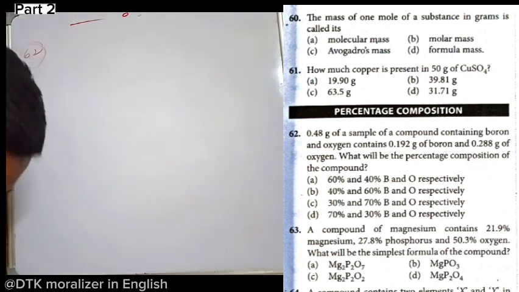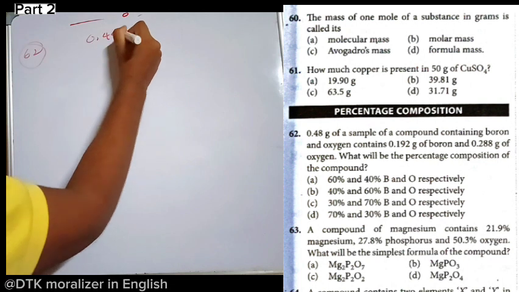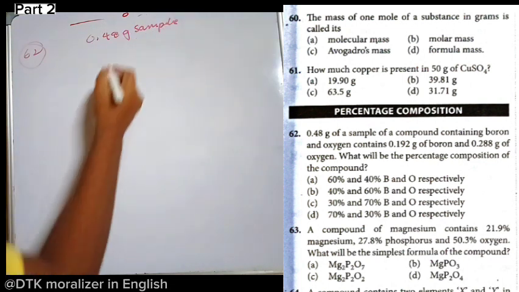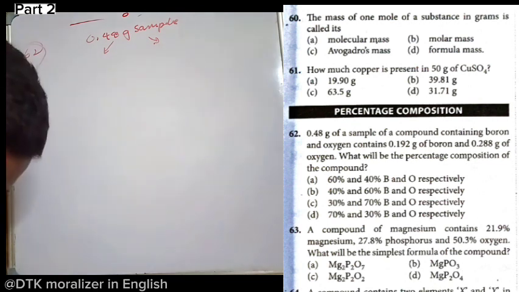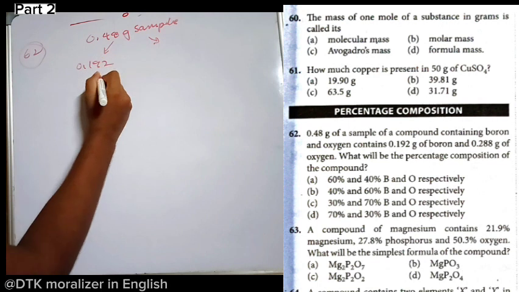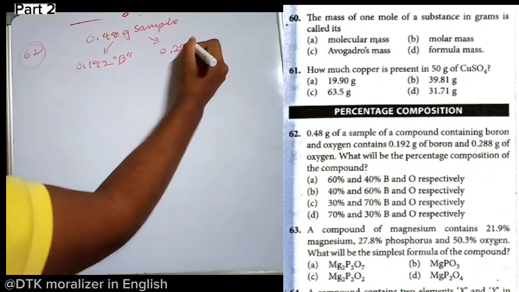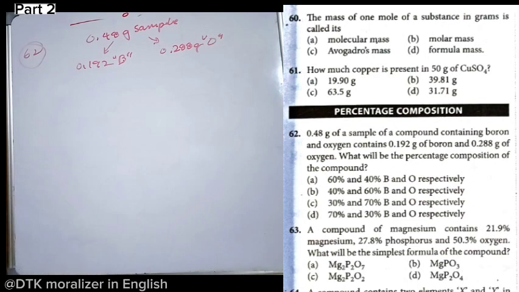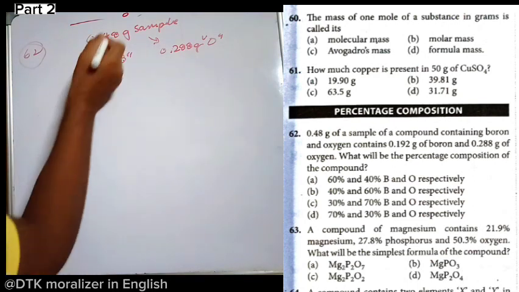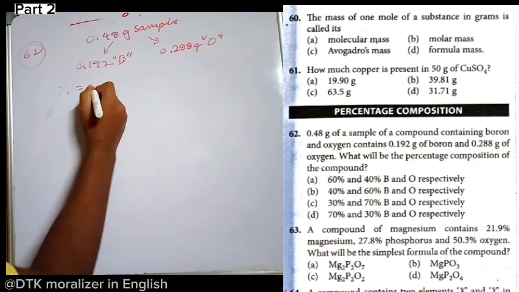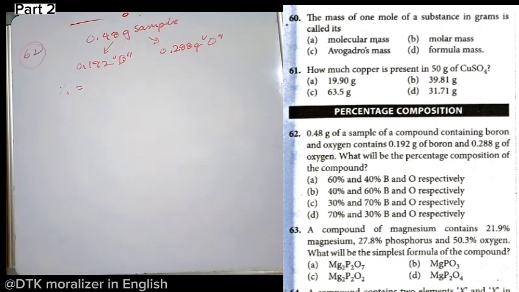So question number 62. A 0.48 gram sample of a compound containing boron and oxygen contains 0.192 grams of boron and 0.288 grams of oxygen. What will be the percentage composition of the compound? Here 0.48 grams of sample is present, and in that 0.192 is boron, 0.288 grams is oxygen.